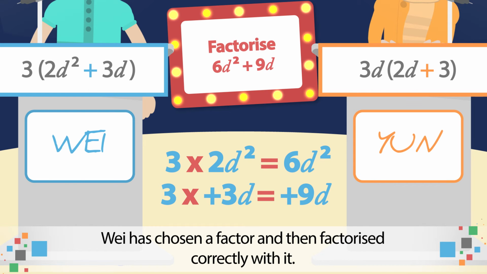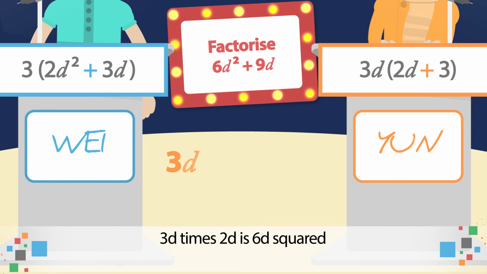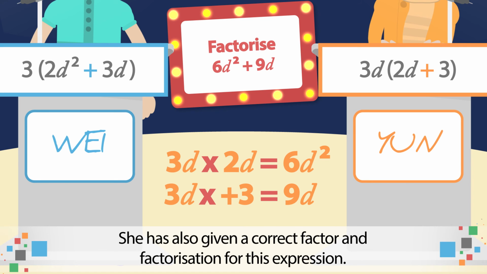Wei has chosen a factor and then factorised correctly with it. Yun, meanwhile, has chosen 3d. 3d times 2d is 6d squared, and 3d times plus 3 is 9d. She has also given a correct factor and factorisation for this expression.